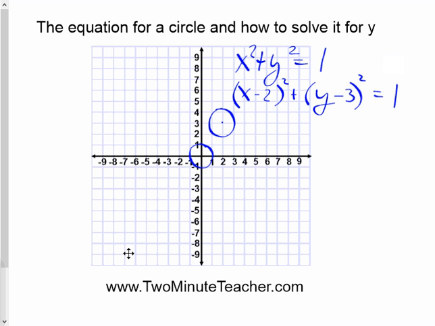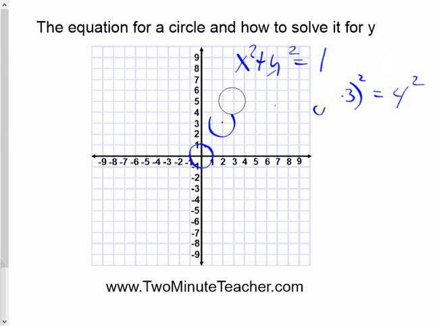And if I wanted the radius to be 4, then I could put a 16 here, or a 4 squared, and that would make it bigger. All right, so there's the overview of a circle.